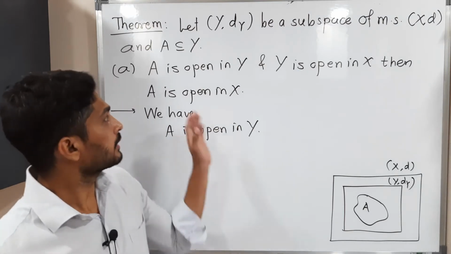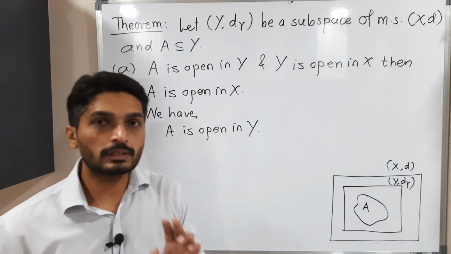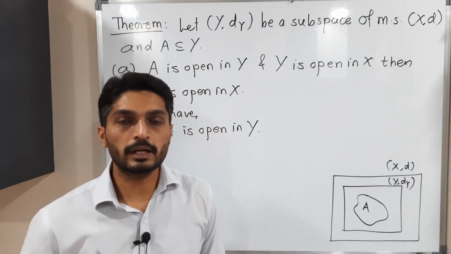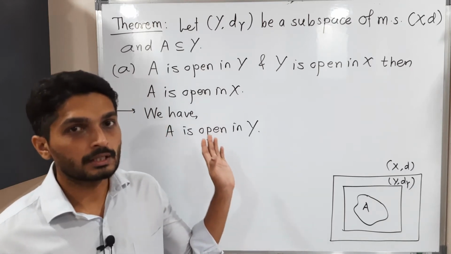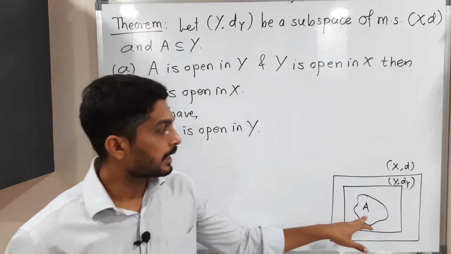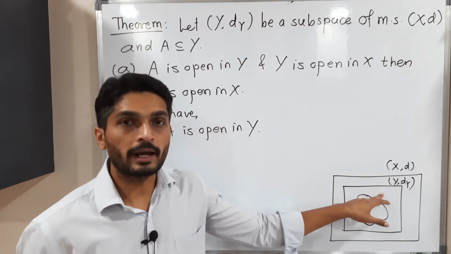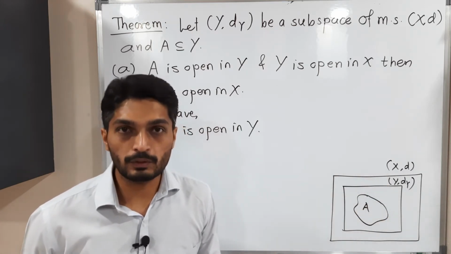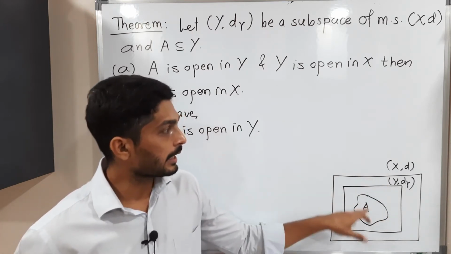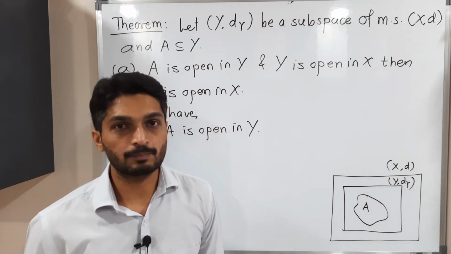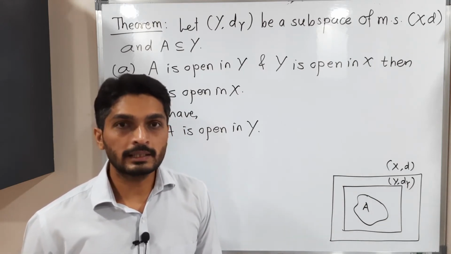So in this theorem, what we have to prove, actually there are two sub-questions. Out of that, we will discuss the first sub-question. In the first sub-question, what we have? A is an open subset of Y and Y is an open subset of X. So what we have to prove? We have to prove that A is an open subset of X. So let us start with the given information.